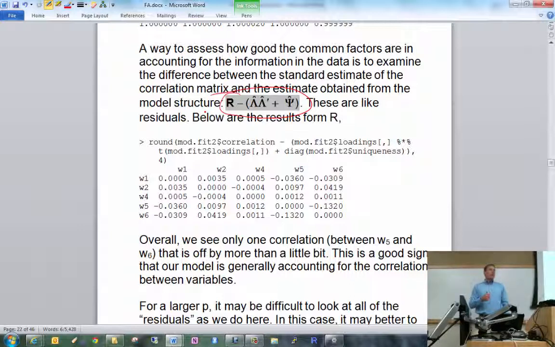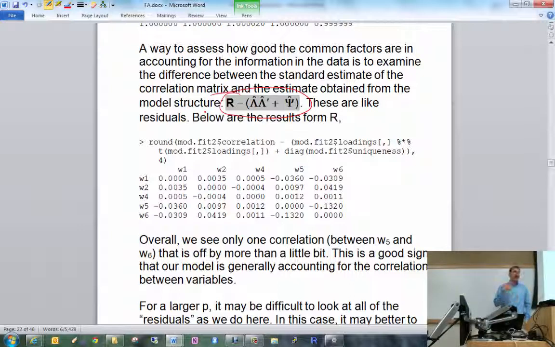So again here, what would you like these values to be? Would you like them to be large or small? You'd like them to be small. You'd like them to be close to 0. The closer they are to 0, the better the fit of the model. The better the model fits the data.